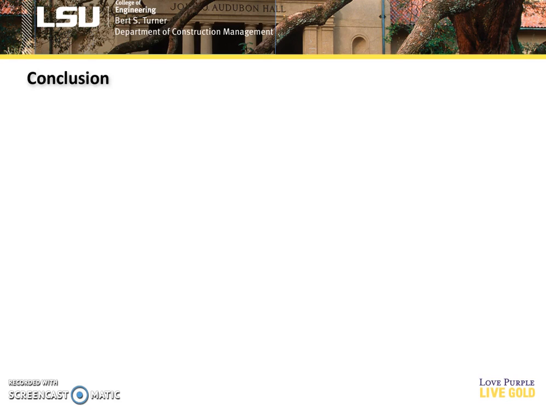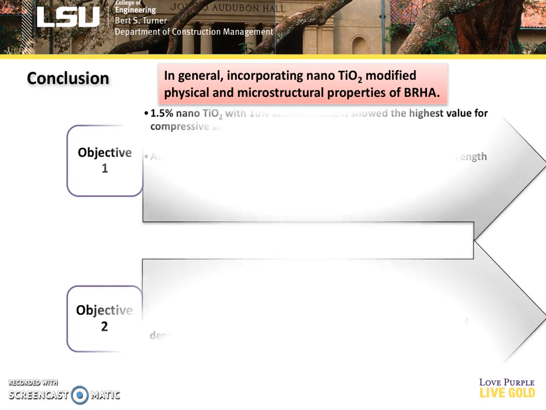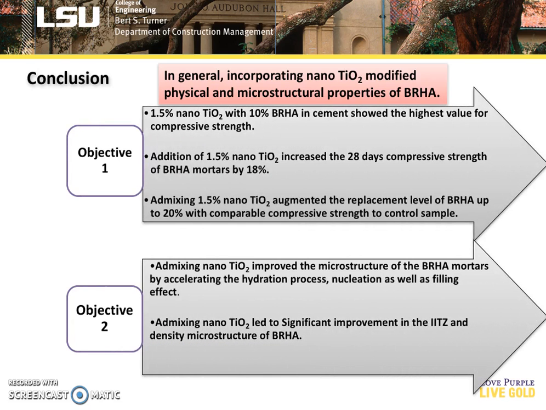In conclusion, the results have shown that addition of nanotitanium modified physical and microstructural properties of black rice husk ash, and the first objective was achieved, and 1.5% nanotitanium with 10% black rice husk ash in cement showed the highest value for compressive strength. 18% improvement was observed in compressive strength of black rice husk ash mortar with admixing 1.5% nanotitanium at the 28 days.